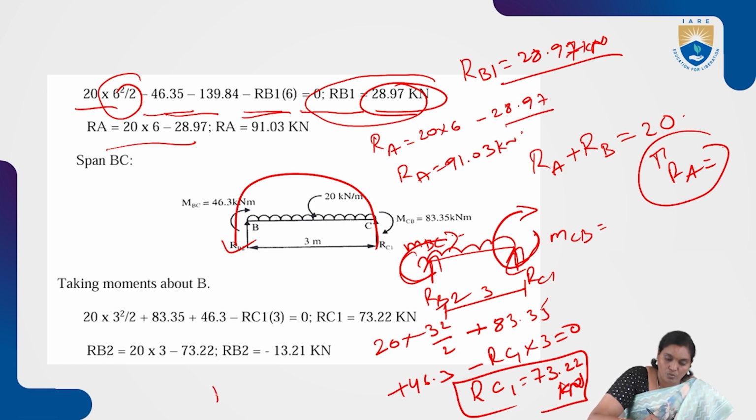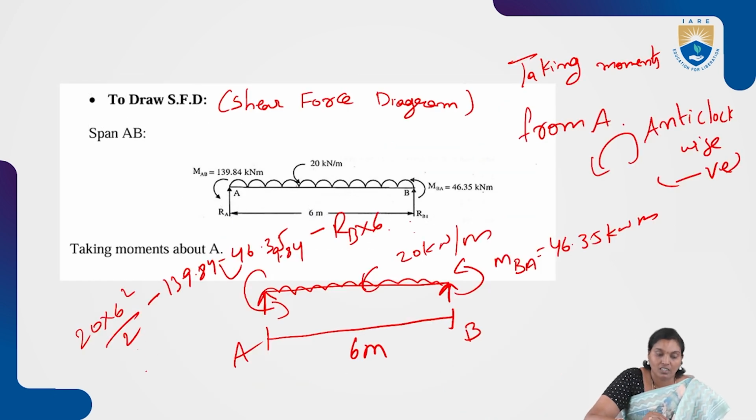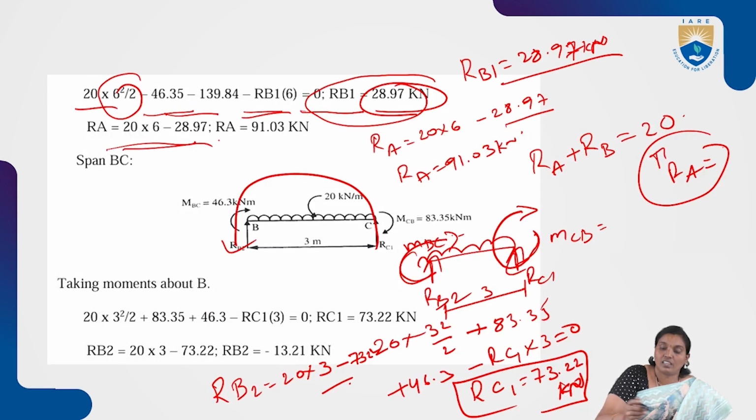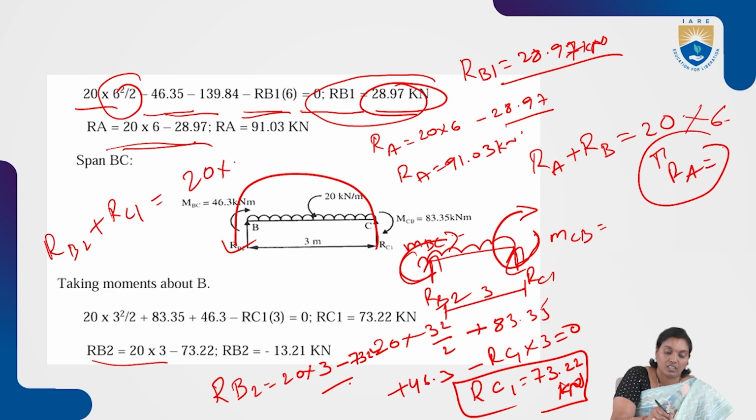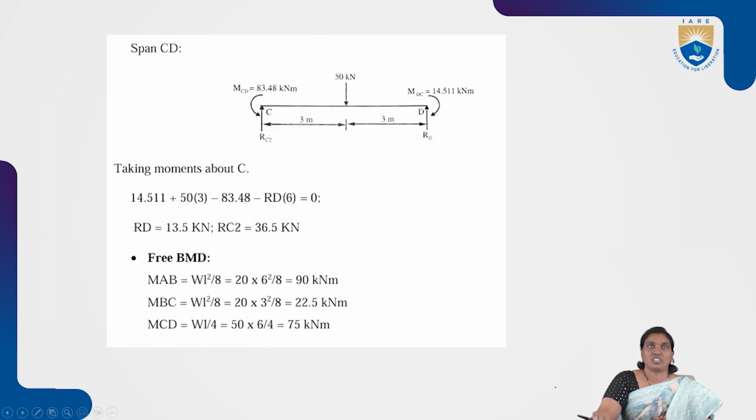Now RB2 is equal to 20 into 3 minus 73.22. Similarly, RB2 plus RC1 is equal to 20 into 3. So we know RC1 already, find out RB2. Finally, we get the reactions for both sides.